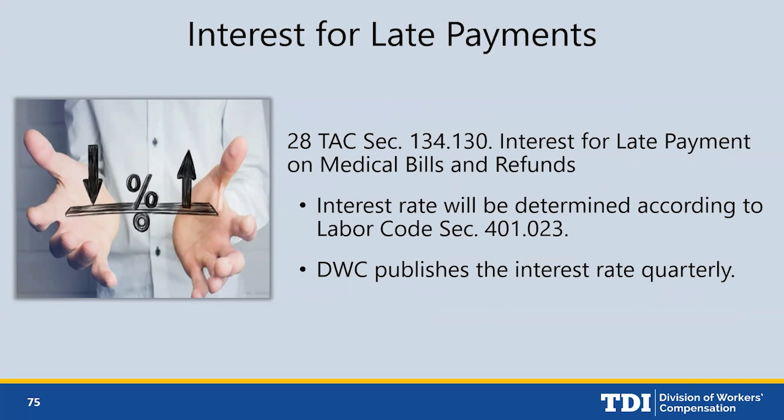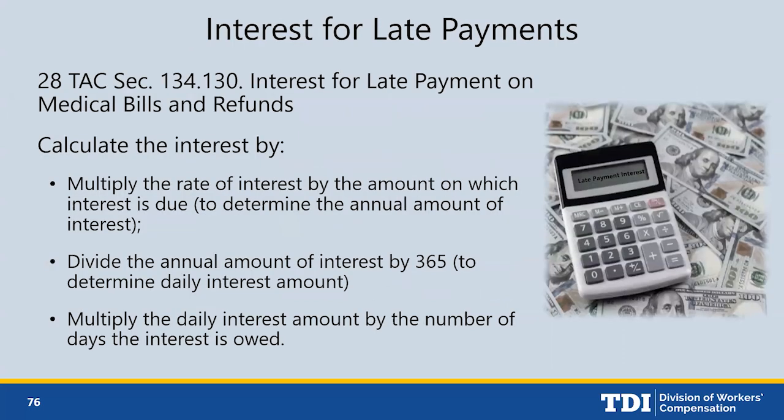134.130 is the rule. Basically, this is how it works. You're going to calculate the interest by taking the rate of interest, multiplying the rate of interest by the amount that's due to determine the annual amount. Then you divide by the number of days in a year, 365, to get the daily interest, and then multiply that daily interest amount by the number of days. So if they paid on the 65th day, that's 5 days. You need to multiply the daily interest by 5.